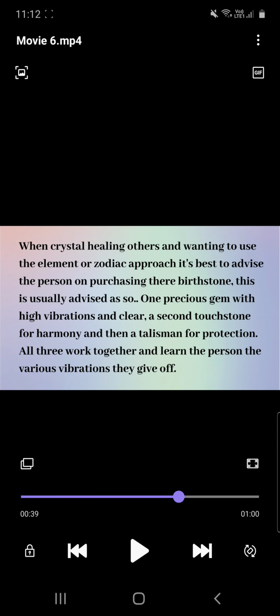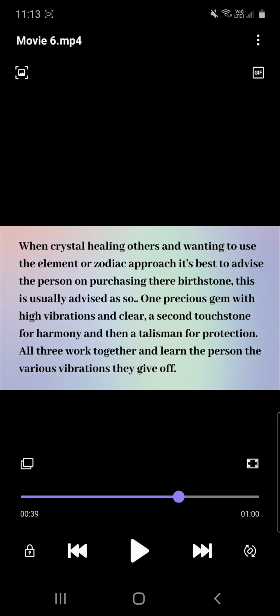So, when crystal healing others and wanting to use the element or zodiac approach, it's best to advise, and this is literally just advice, okay? Tell the person what their birthstone is and have them purchase a birthstone that they can have with them at all times. Jewelry again is brilliant, one precious gem, definitely, because usually it's clear, so it's usually a clear quartz, something like that, because its vibrations are very high.